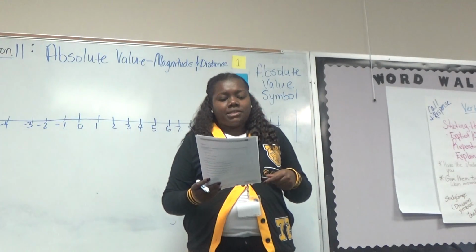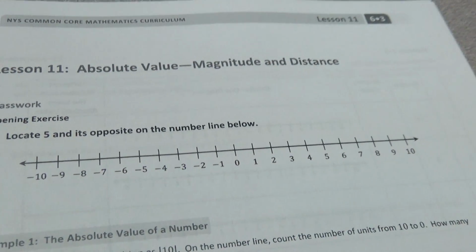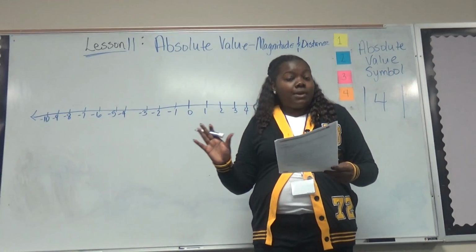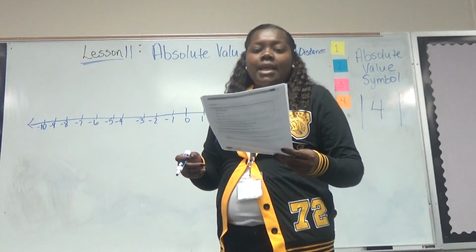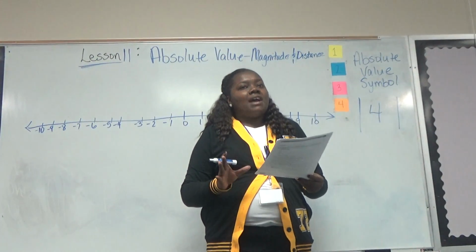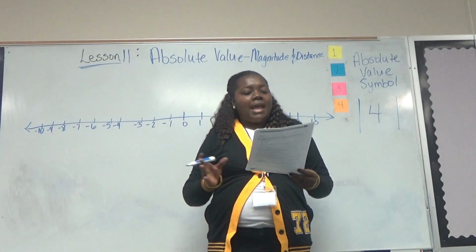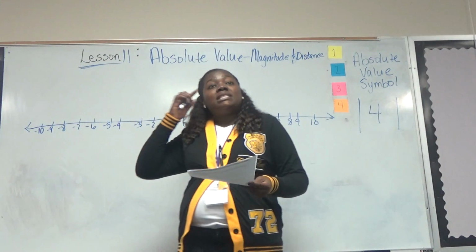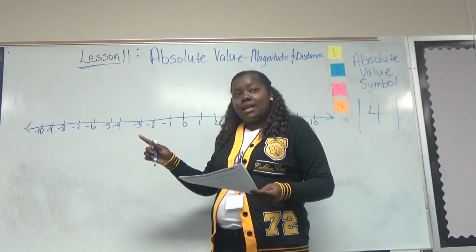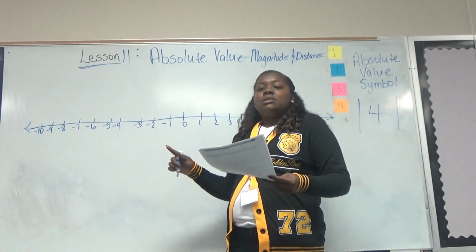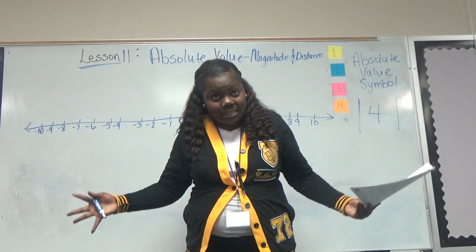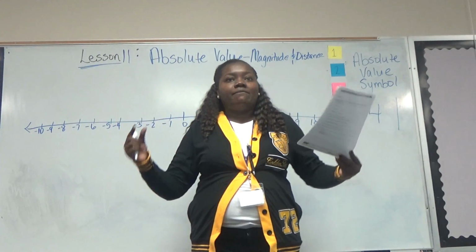So let's locate our opening exercise. The opening exercise simply tells you to locate 5 and its opposite on a number line. I'm sure by this lesson you're familiar with opposites. The opposite of 5 is what? Negative 5. Alright, so the opposite of 5 is negative 5, okay? So if I ask you the absolute value of negative 5, you will simply tell me 5, because it only takes me 5 units to get to that number from 0. So that's its absolute value. The number's distance from 0 is called its absolute value.